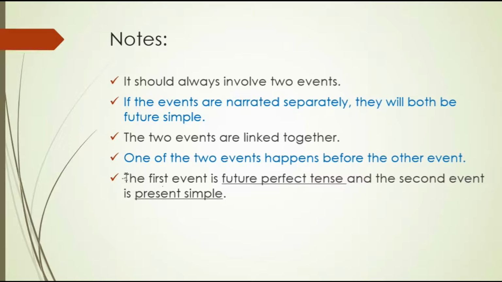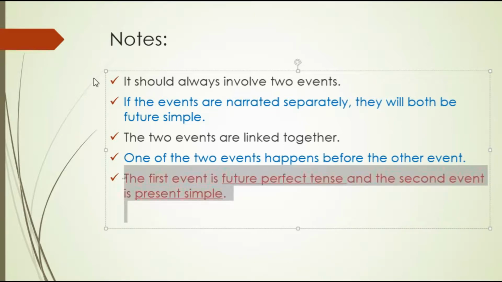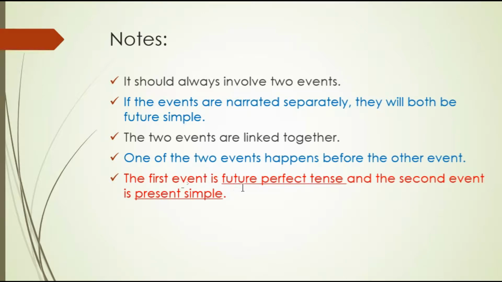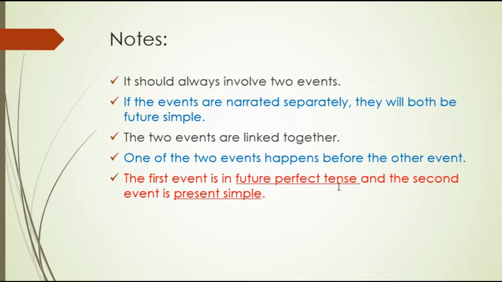The last and most important note is that the first event is in future perfect tense, and the second event is in present simple tense. Alright, so you should remember this. Very, very important. The event that happens first, and I'm talking chronologically, in the time order, is future perfect tense. The one that happens second is present simple tense.